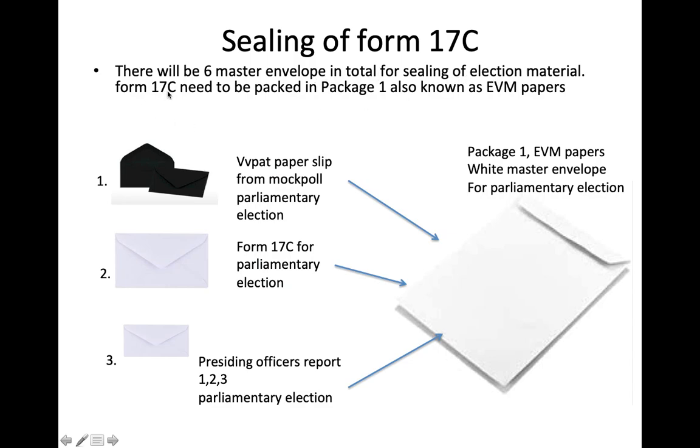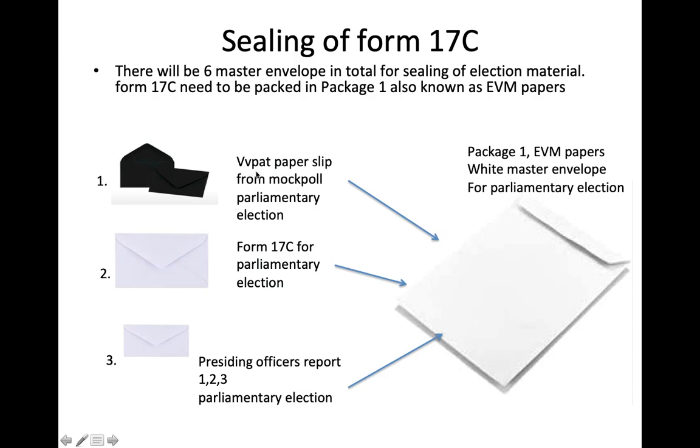Form 17C needs to be packed in package 1. Package 1 is also called EVM papers. So package 1 will look something like this. It will be white in color and it will be a master envelope, big in size. And what does this contain? This master envelope, also known as EVM papers, white in color, will contain three materials of the election.